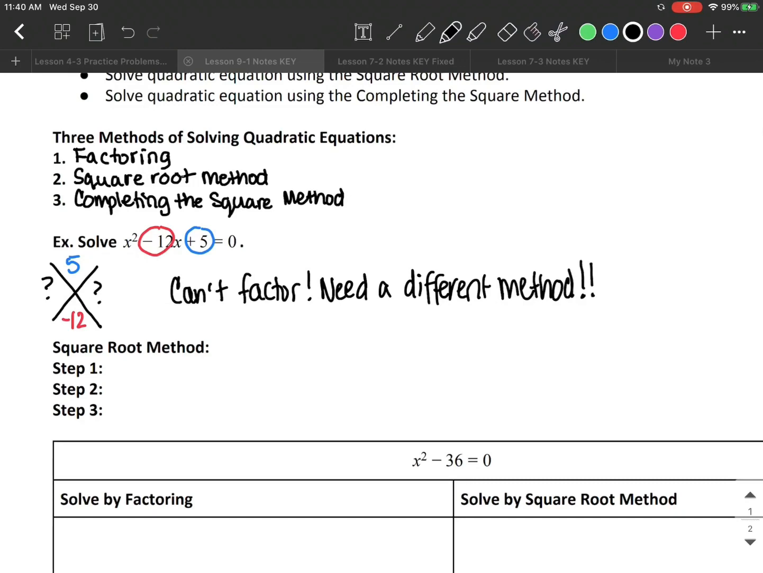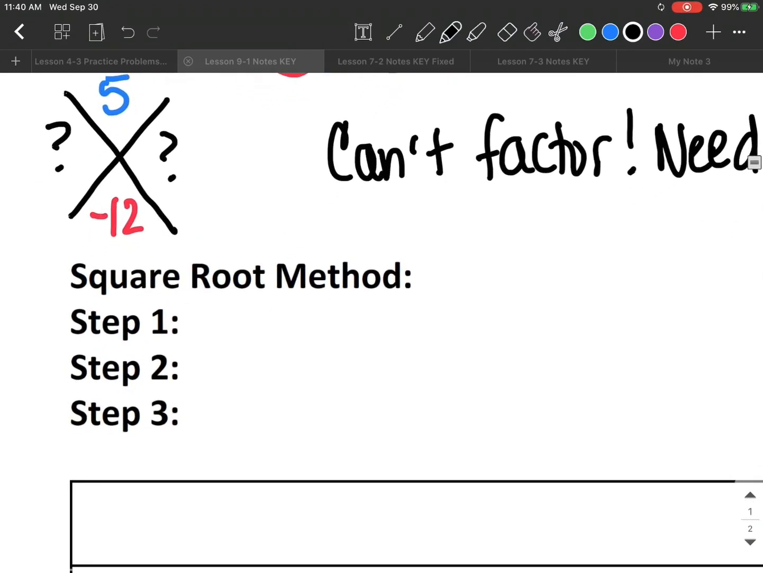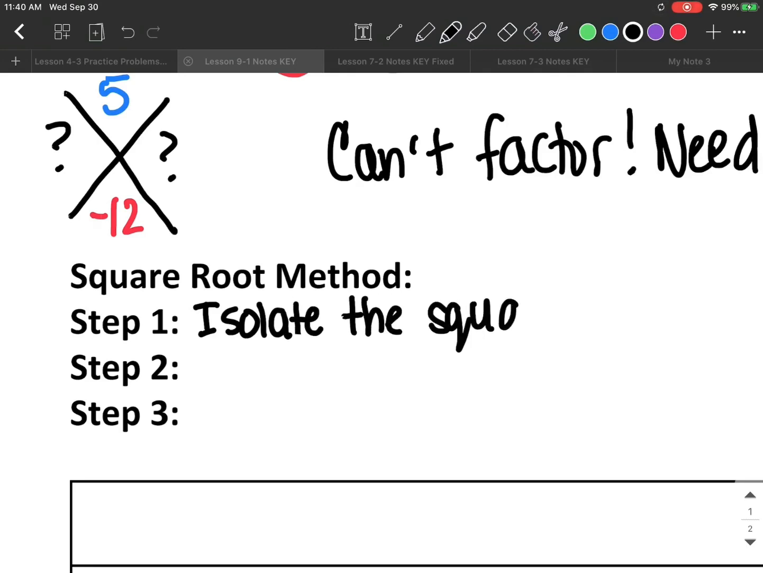Okay. So one other method that I can use is the square root method. First step to the square root method is I'm going to isolate the square. So whatever I have to the second power, that's what I'm going to get by itself on one side.